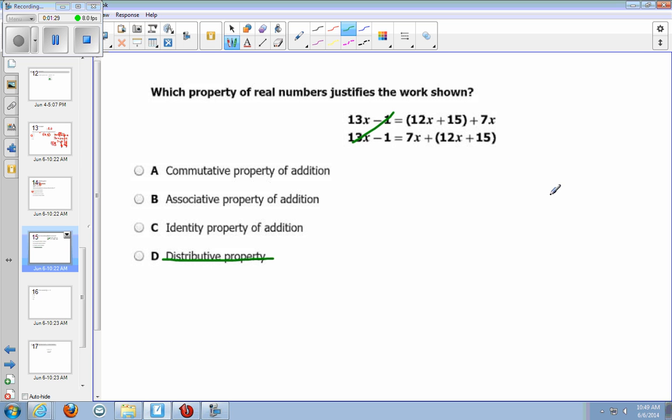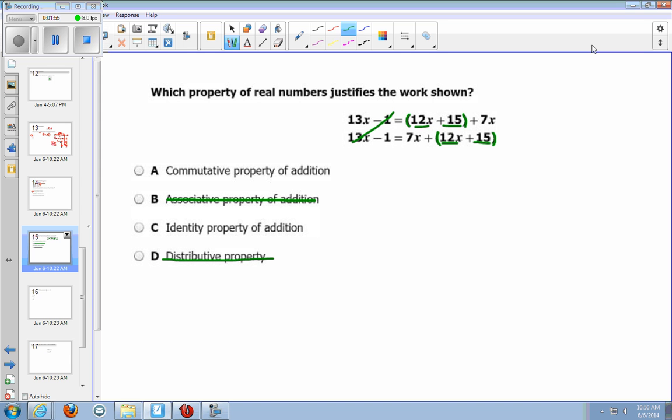So I'm looking at what's changed here. I tend to look at the groups next. I see that 12x and 15 are grouped together inside of these parentheses. So I'm going to check and see if they're in the same group down below. And in these parentheses, I still see a 12x and a 15. So that tells me that the grouping didn't change. And I can go ahead and get rid of the associative property because 12x and 15 are still associating with each other.